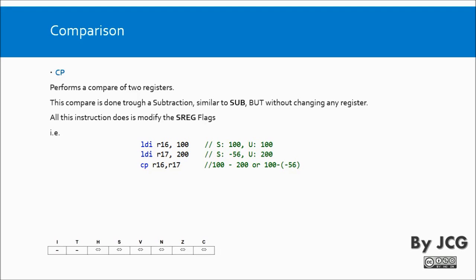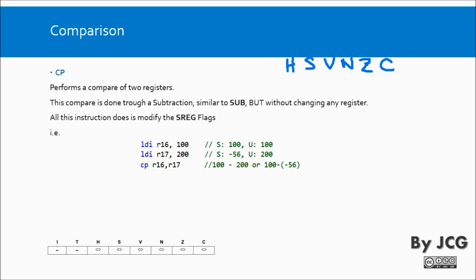So what happens with the flags? Here I have written the flags, which are the half carry, the sign, the 2's complement overflow, which is the V, the negative flag, the zeta flag, and the carry flag. And I'm going to write the value of these flags as we perform this operation.